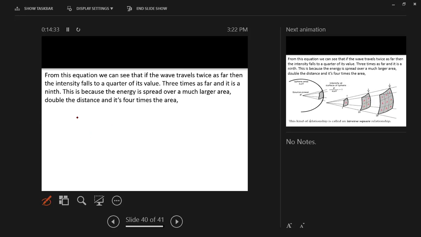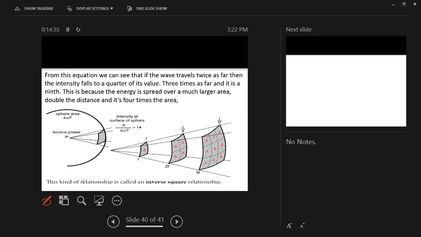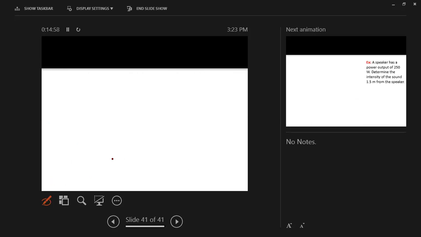Before the example, let's define what this means. From this equation we can see that if the wave travels twice as far, then the intensity falls to a quarter of its value. So 3 times, that means it is going to be 9. If it's 5 times, it's going to be 25. If it's 6 times, it's going to be 36, because of the 4 pi r square. So let's go to an example.